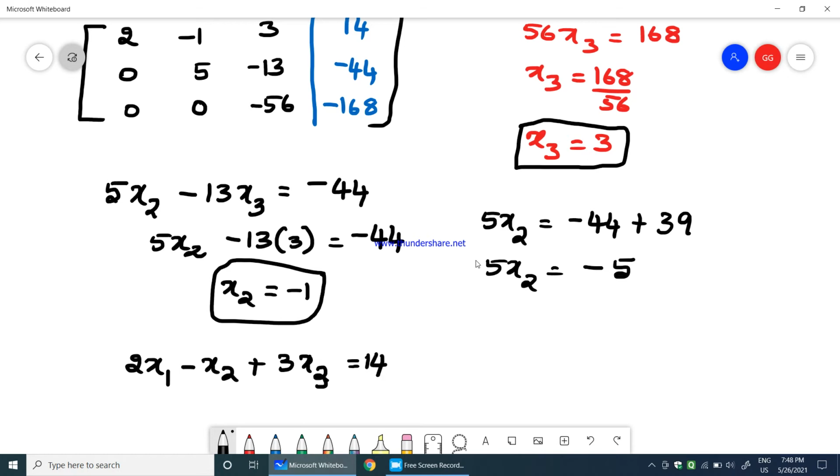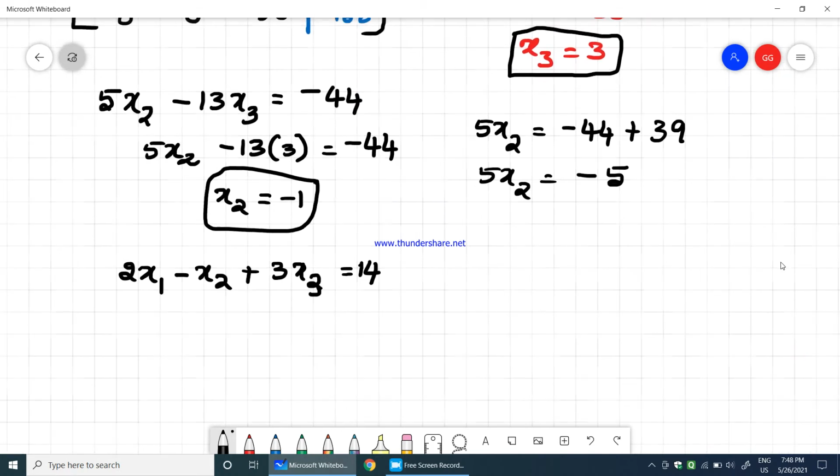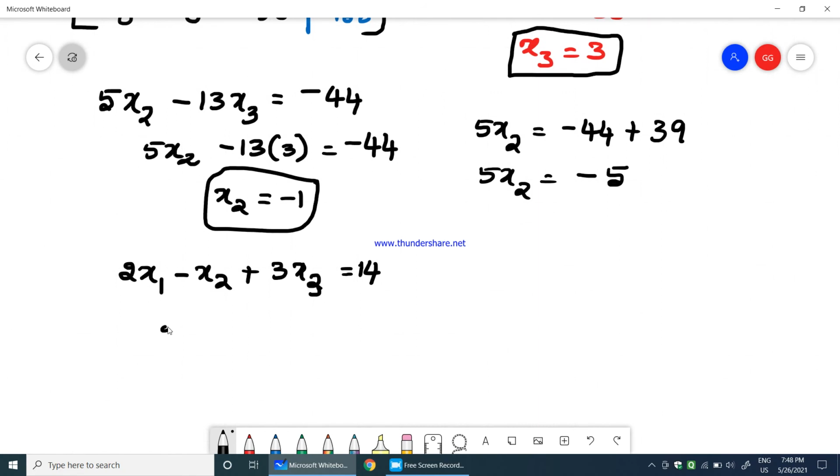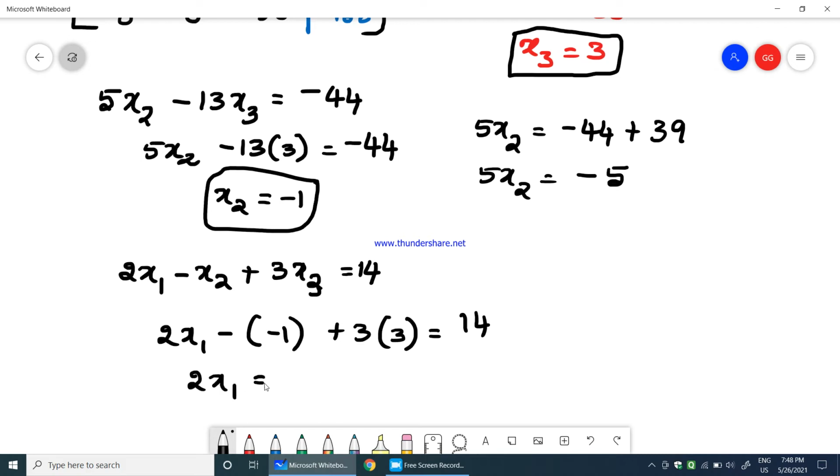Now you substitute x1, x2 and x3 values in this equation. So what do I get? 2 times x1 minus of minus 1 (x2) plus 3 into 3 (x3) equals 14. So therefore 2 times x1 equals 14. Minus of minus 1 is plus 1.